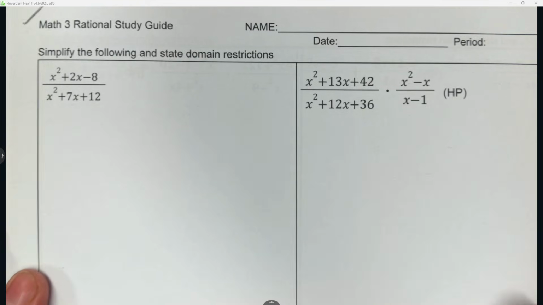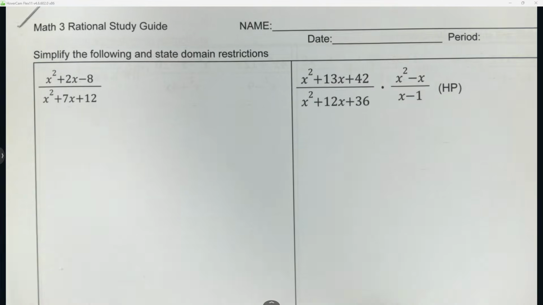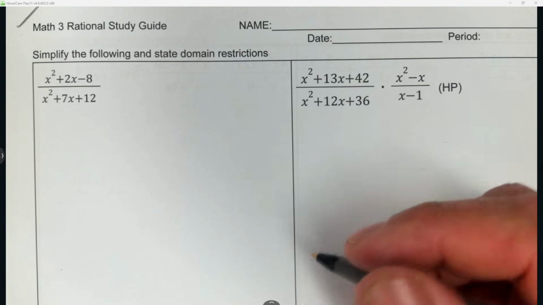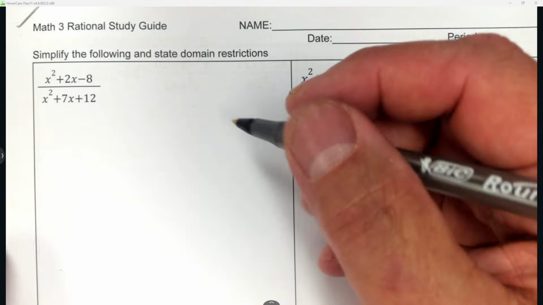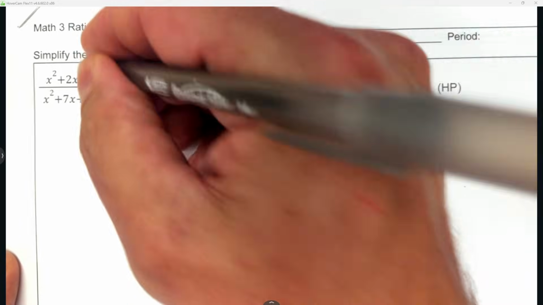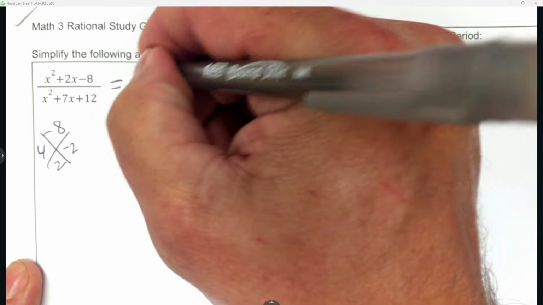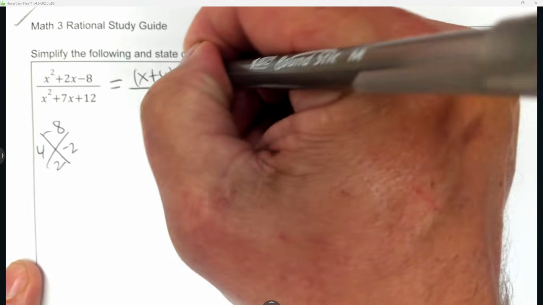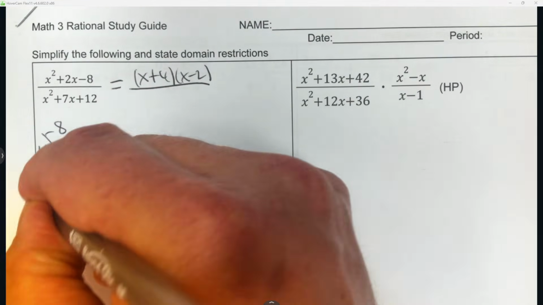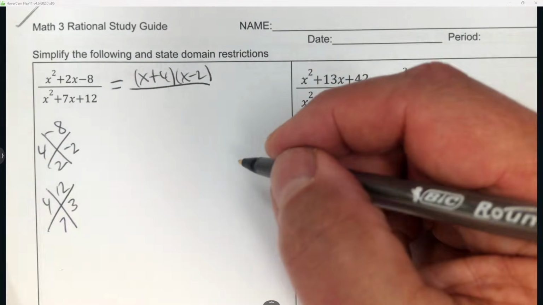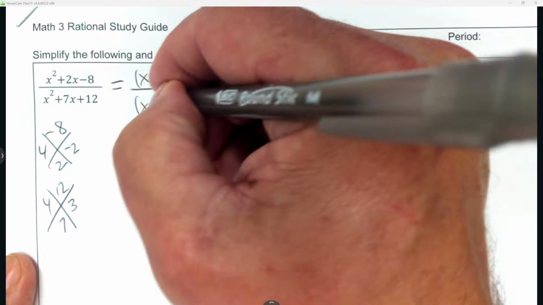So, first, do you know how to simplify? Simplifying means you're first going to have to factor. If I look at the numerator, two numbers that multiply to negative 8 and add to 2 are 4 and negative 2. In a diamond for the denominator, two numbers that multiply to 12 and add to 7 are 4 and 3.